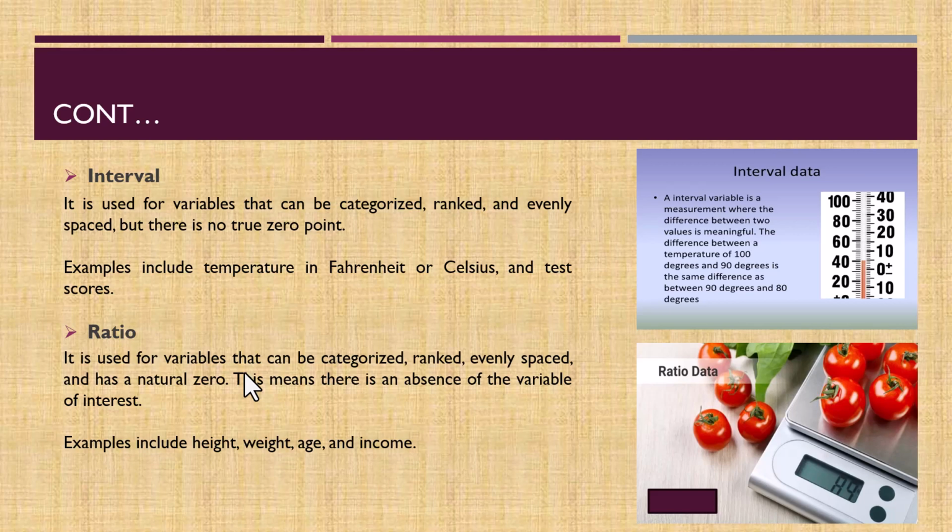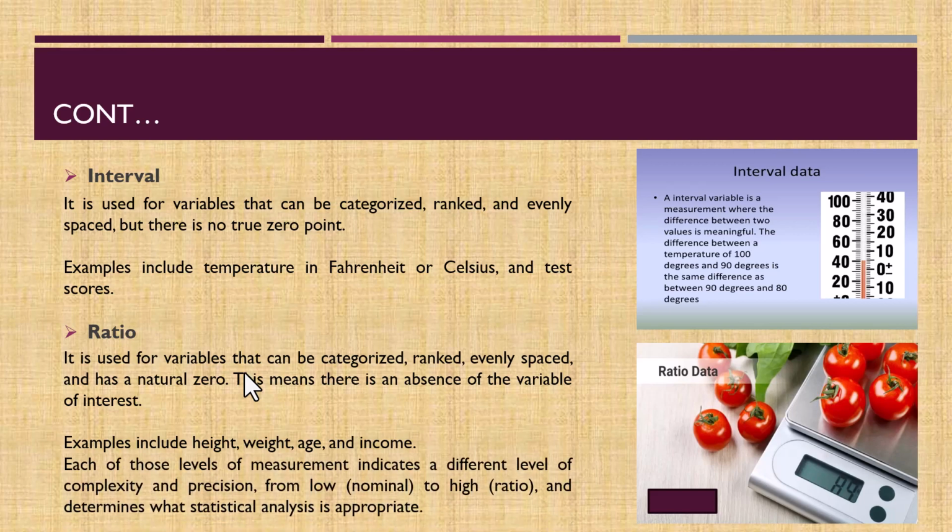It can be height, weight, or someone's age, because age can be 0 in years. And someone's income. Each of those levels of measurement indicates a different level of complexity and precision, from low, that is nominal, to high, that is ratio, and determines what statistical analysis is appropriate.